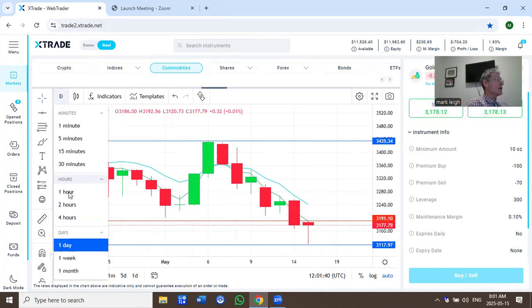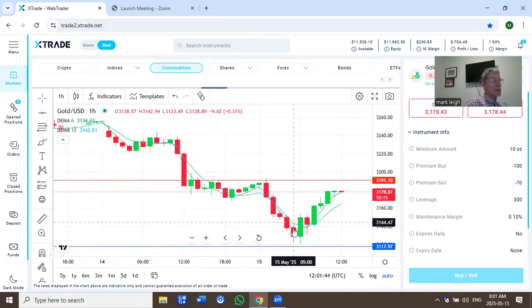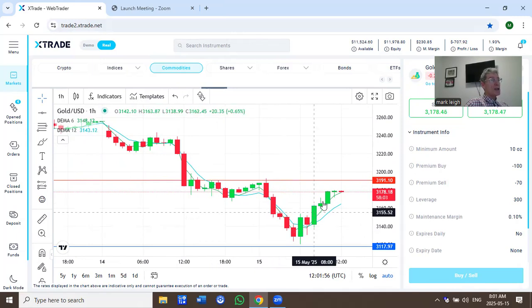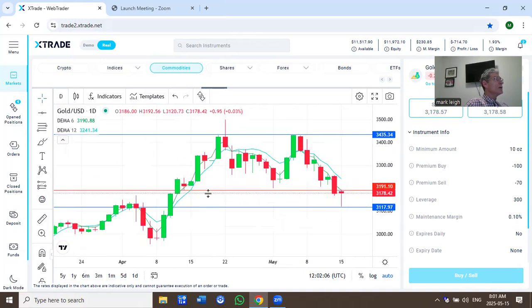We'll see that closely if we zoom in on the hourly. There you can see there's the bounce after the initial sell-off in gold. There's the bounce up, and have a look at this candle, nice bullish engulfing candle, which has materialized. EMAs crossed up and certainly bounced up nicely, looking for 3,191 resistance. We'll look at Brent oil.